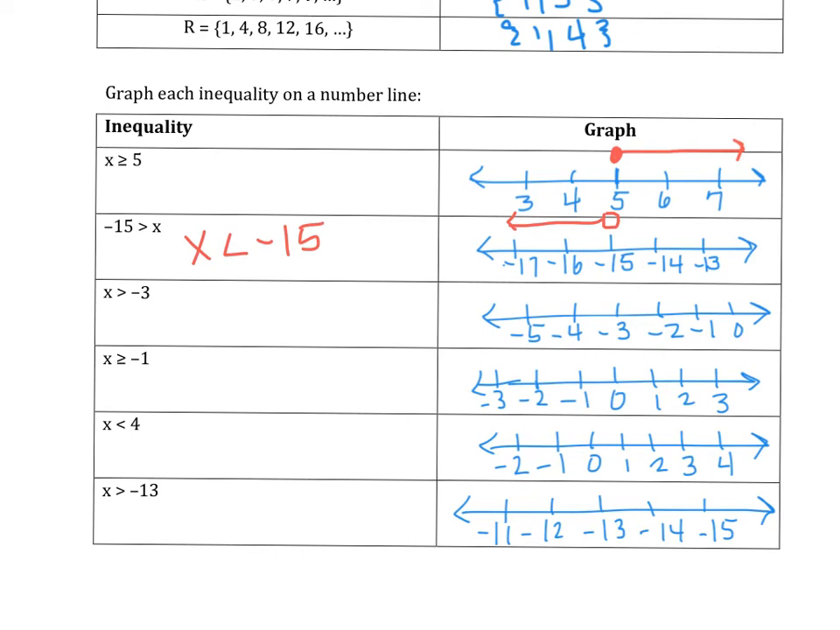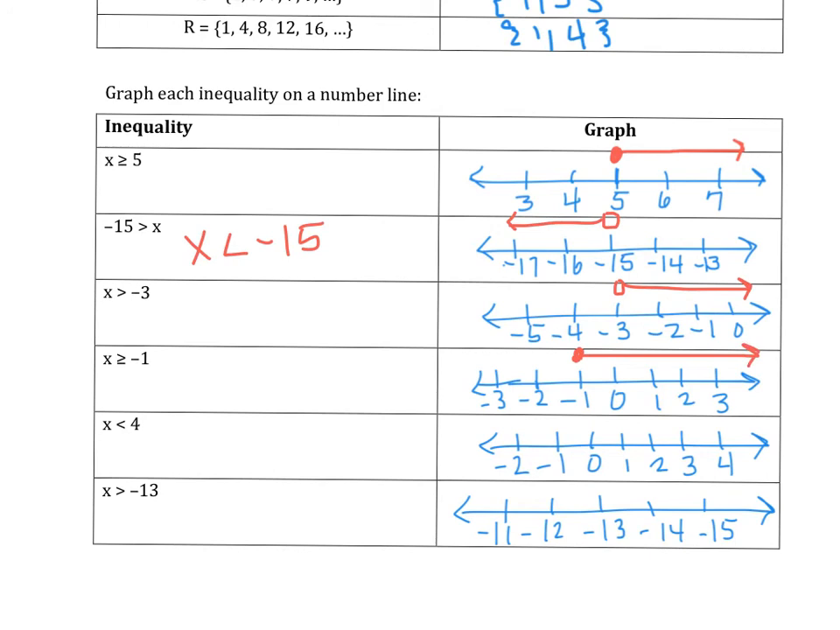Next one, x is greater than negative 3. Does not equal negative 3, so we have to have an open circle, and everything greater than negative 3. Next one, x is greater than or equal to negative 1. Negative 1 is included in those possibilities, so it's going to be a closed circle, and it's everything greater than that.